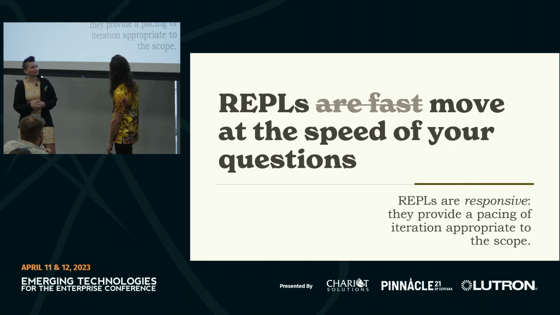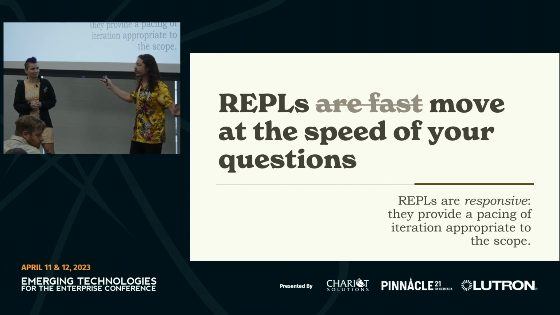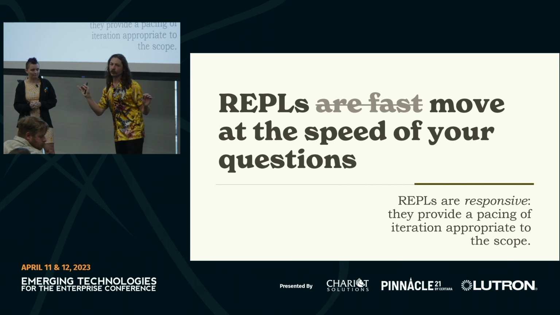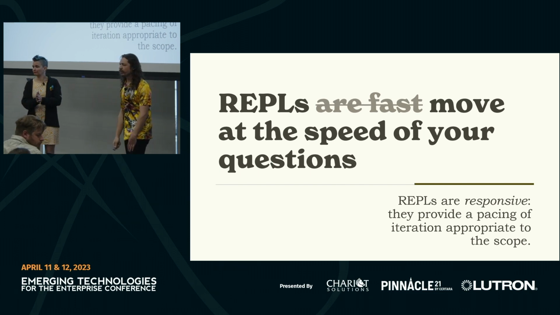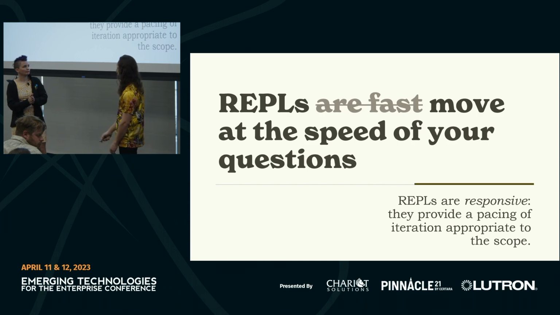So really, what we like about them is that they move at the speed of your questions. And at different scopes, that means different things. At the REPL, one line of code has an effect. Here it is, back, under a second. At other scopes, not so much. Yeah. It's an appropriate speed.